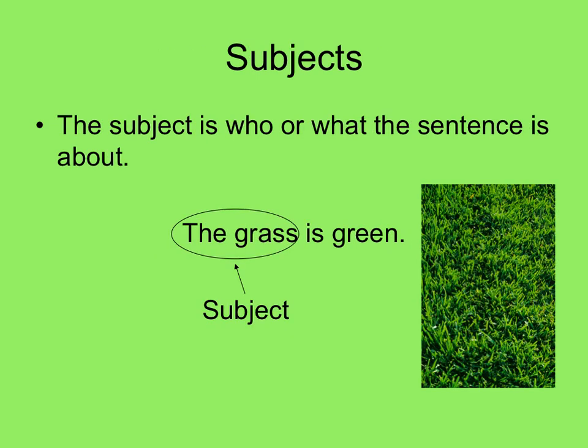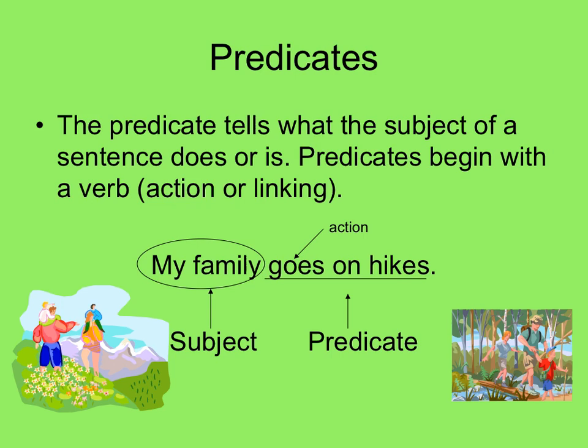The subject is who or what the sentence is about. The grass is green. The subject is the grass. The predicate tells what the subject of a sentence does or is. Predicates begin with a verb. It could be an action verb or a linking verb.